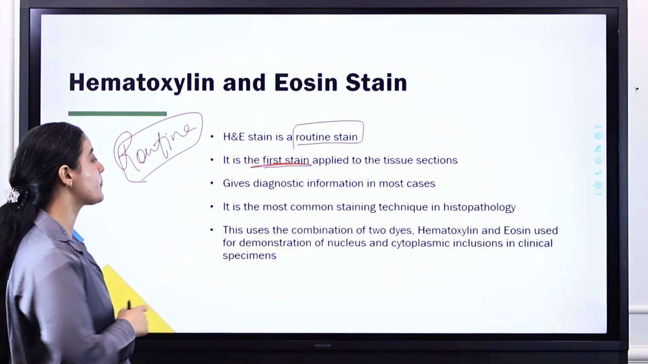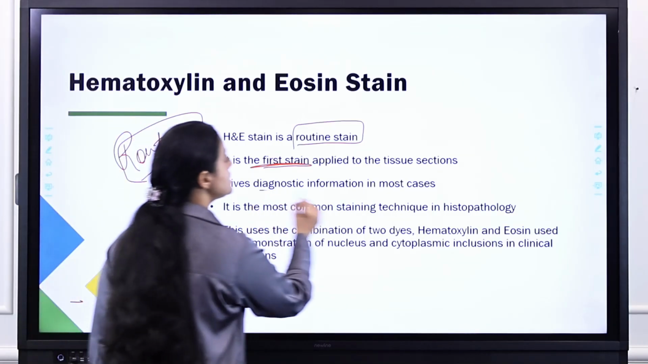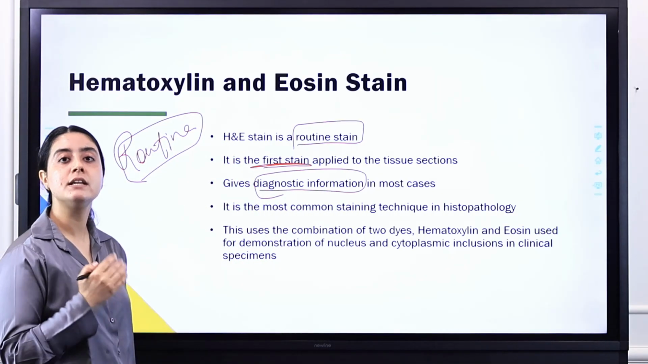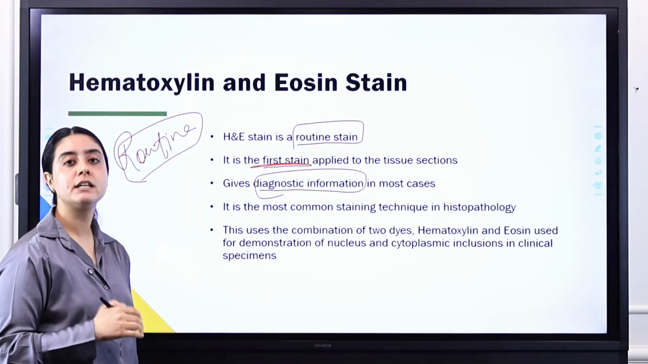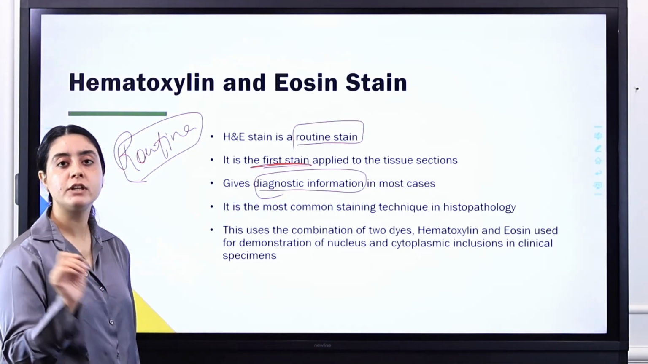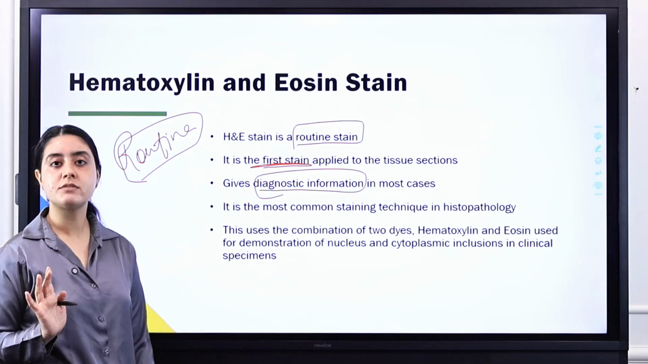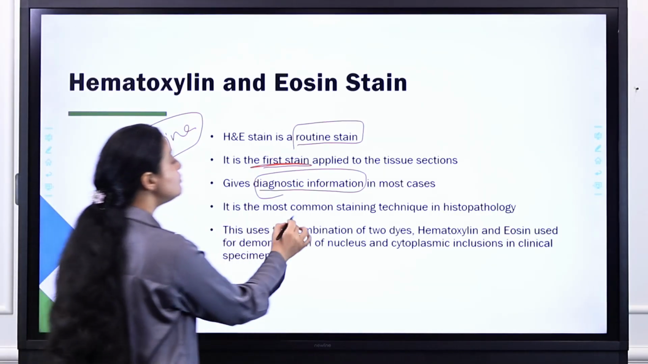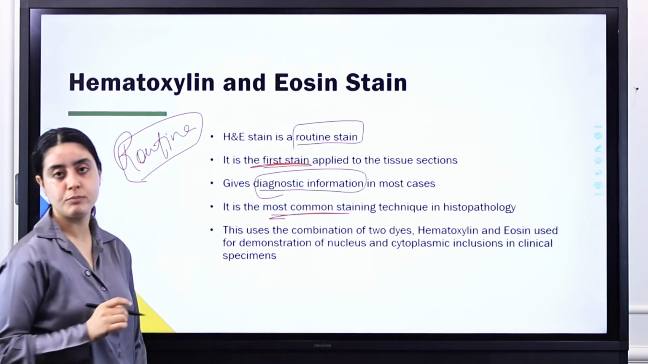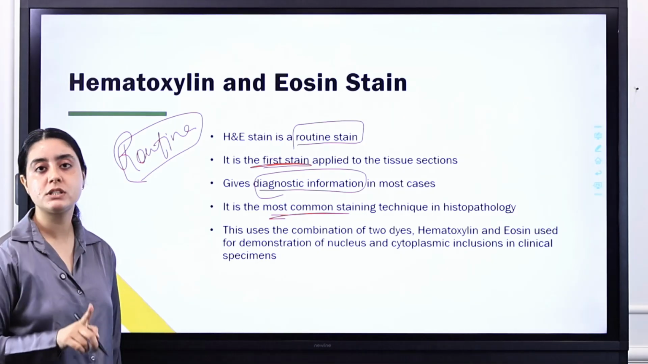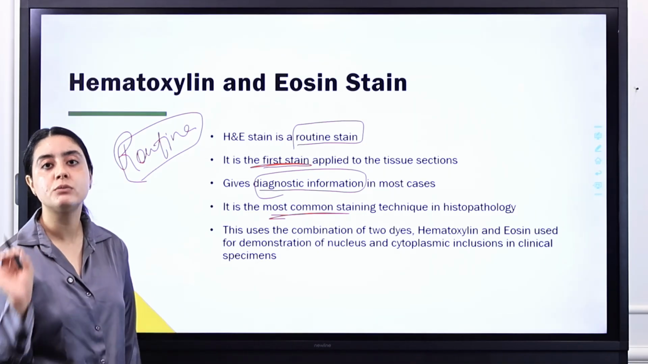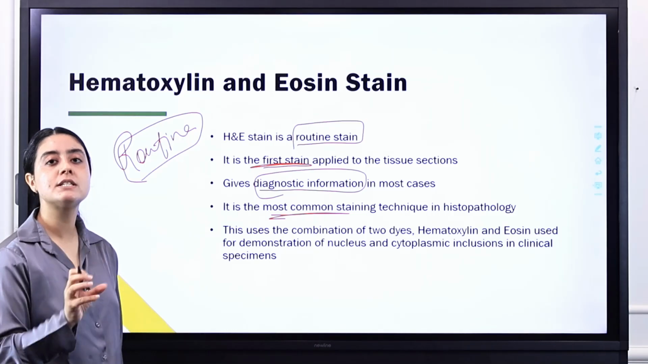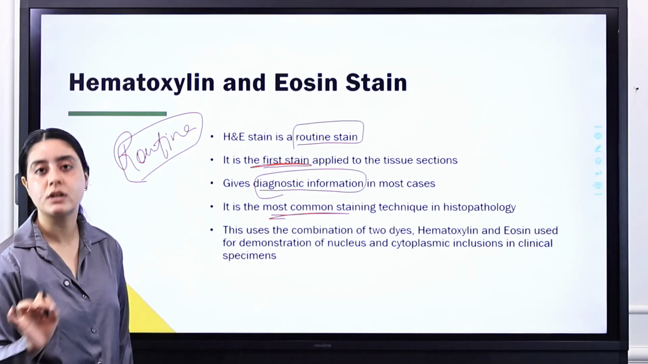It gives diagnostic information in most cases, in most diseases, like cancerous diseases, or if there is any cyst formation. So in most cases, this staining alone gives us the diagnostic information. It is the most common staining technique in histopathology. It is the very first step, the very basic and routine staining which we do in the histopathology laboratory when we receive any tissue sample, any organ sample.